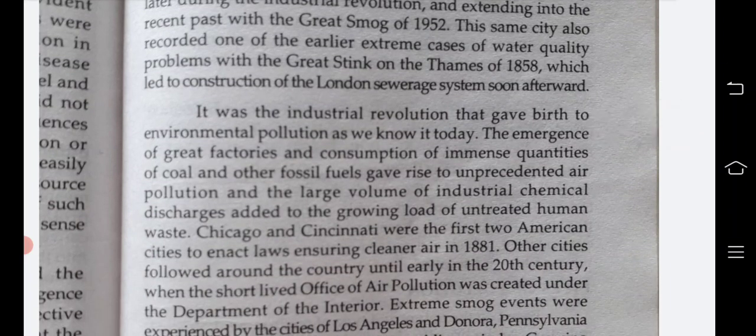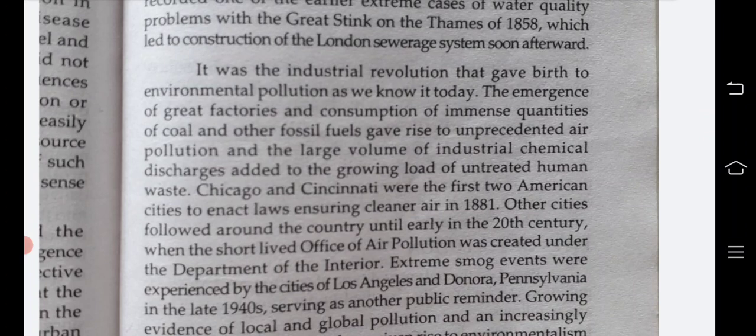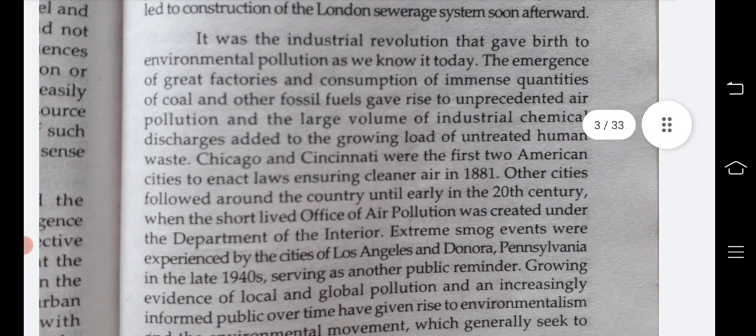Now, it was the industrial revolution that gave birth to environmental pollution as we know it today. So the industrial revolution has played a major role in changing the environment into a polluted one. The pollution level has increased because of this. The emergence of great factories and consumption of immense quantities of coal and other fossil fuels gave rise to unprecedented air pollution, and large volumes of industrial chemical discharges added to the growing load of untreated human waste. Chicago and Cincinnati were the first two American cities to enact laws ensuring cleaner air in 1881. So different laws were enacted in order to see to it that the environmental pollution comes down.